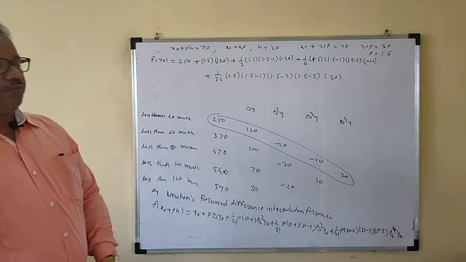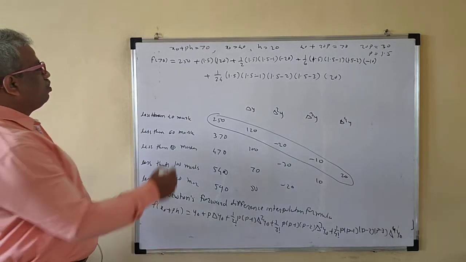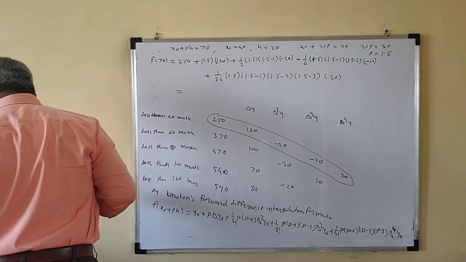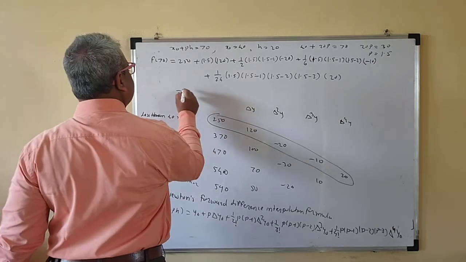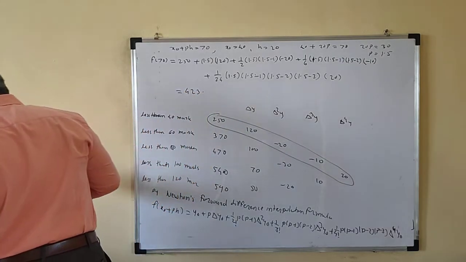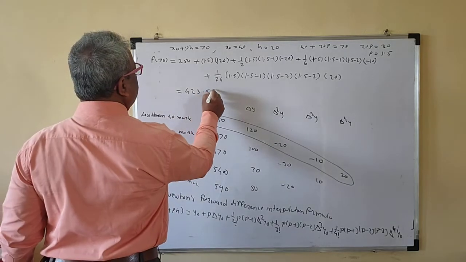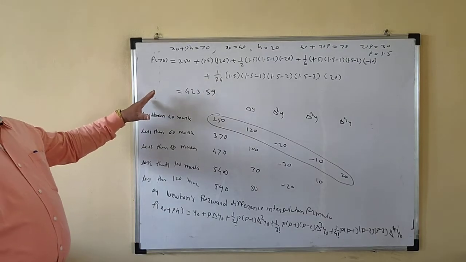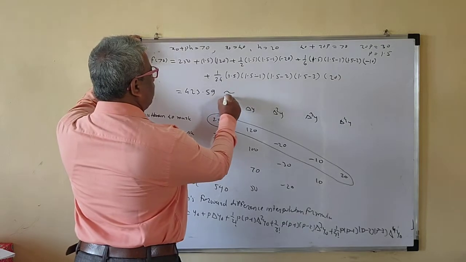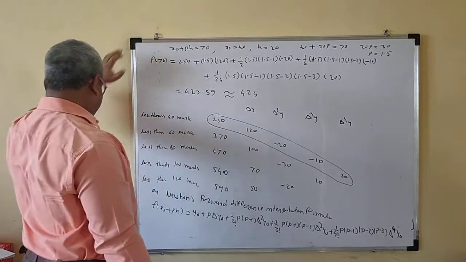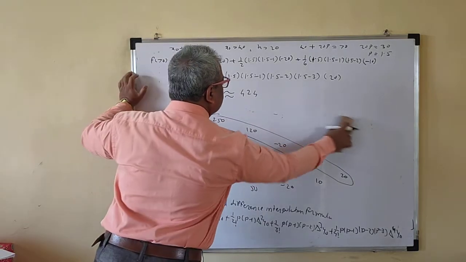Directly you can find the value by just typing all these things. With the help of the scientific calculator allowed, directly find the value of this one. So this will be 423.59. But these are the decimal points, and this is greater than 50. So this is approximately equal to, we can approximate, this is 424.